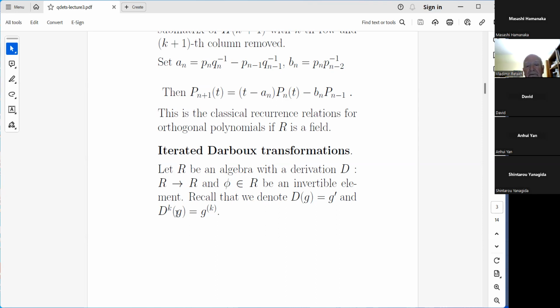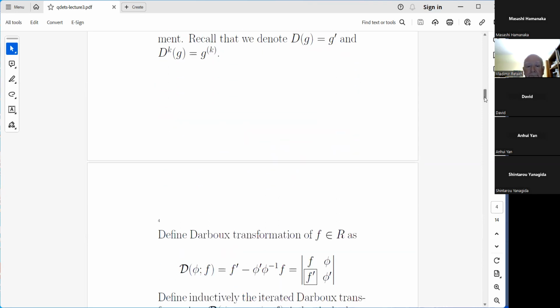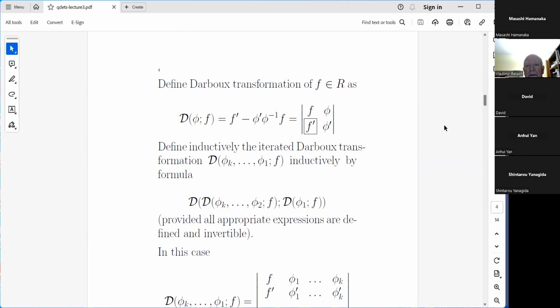The kth derivative of G is just denoted by G, with k in brackets as a power, also standard notation. Okay, then we define Darboux transformations of F by the following formula. This is like usually done in the classical case. So this is F prime minus phi prime, phi inverse F.